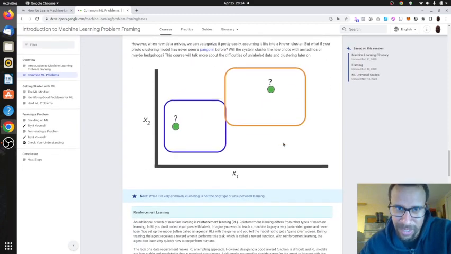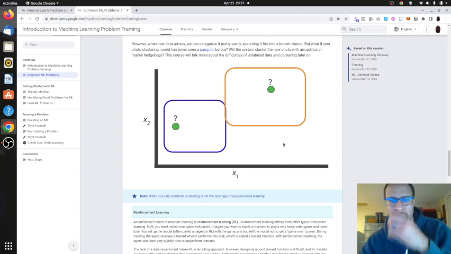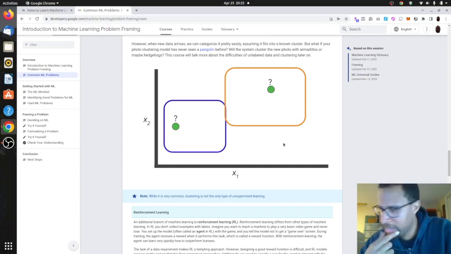However, when new data arrives, we can categorize it pretty easily, assuming it fits into a known cluster. So we made an arbitrary area, and then new data comes in. Hey, why is this over here, and why is that over there? What if your photo clustering model has never seen a pangolin before? A pangolin? That's that armadillo-like thing in China.